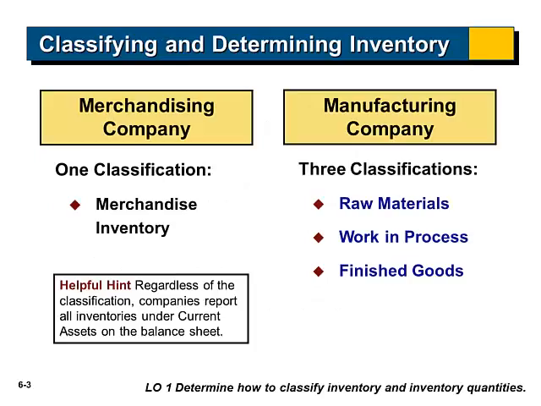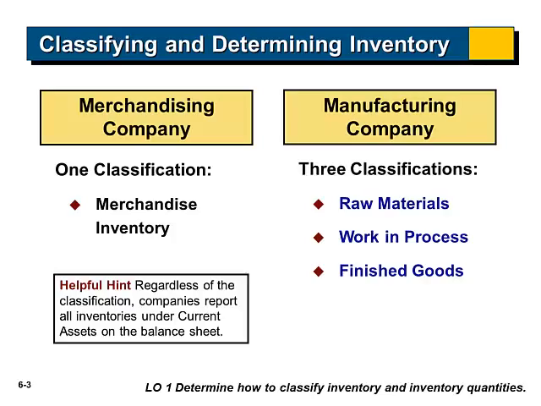Okay, so the first thing we want to talk about is Learning Objective 1, determine how to classify inventory and inventory quantities. We need to talk from a bigger picture first when we talk about inventory. Talk about a merchandising company versus a manufacturing company. If you think about a merchandising company and what it is, basically it buys things from its vendors and then turns around and resells them.